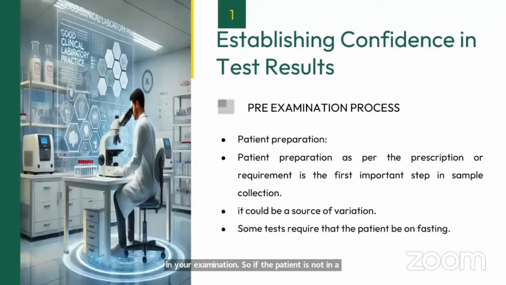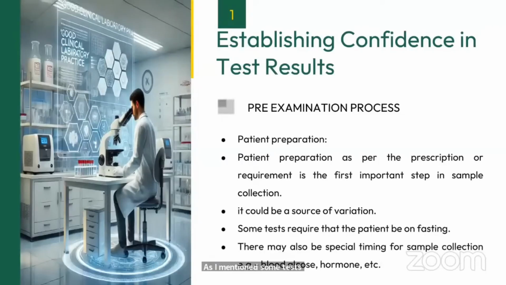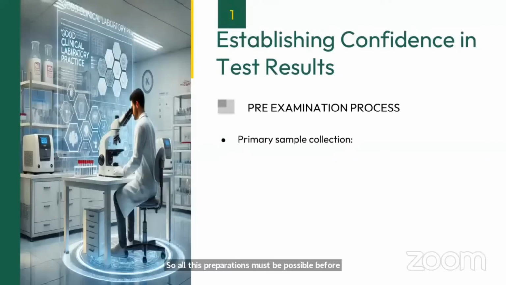As I mentioned, some tests require that the patient be fasting, and some have specific timing of sample collection, like certain hormones. If you see the cortisol hormone, these samples are collected mostly at 8 a.m. in the morning or 4 p.m. in the evening. Testosterone samples should be collected before 10 o'clock, or around 6 to 8 o'clock in the morning. Then we have various protocols for collection of other samples such as luteinizing hormone and follicle-stimulating hormone. So all these hormones require a specific preparation of the patient, and all these preparations must be considered before actually collecting the patient sample.